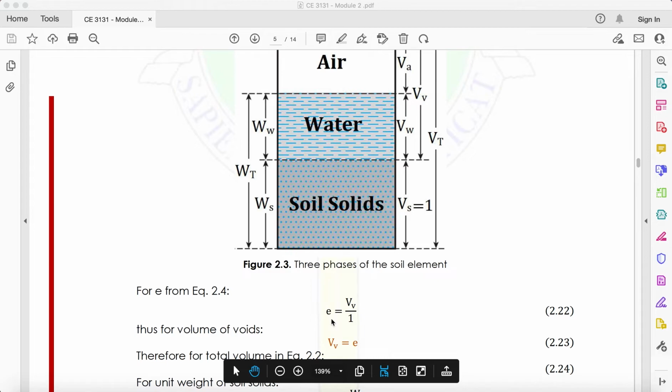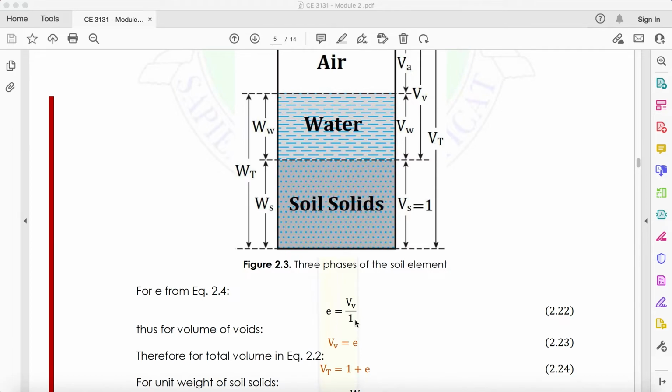Okay, so from our previous discussion, void ratio is equivalent to the volume of the voids divided by the volume of the soil. Here in our block diagram, we have the volume of the soil, which is equivalent to 1. Volume of the voids divided by 1, substitute the value of 1, cross multiply. Therefore, the volume of voids is equivalent to E. Now if we substitute E here, volume of voids is equivalent to E. V total therefore is equivalent to 1 plus E.